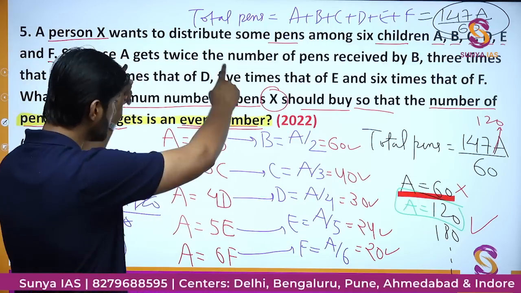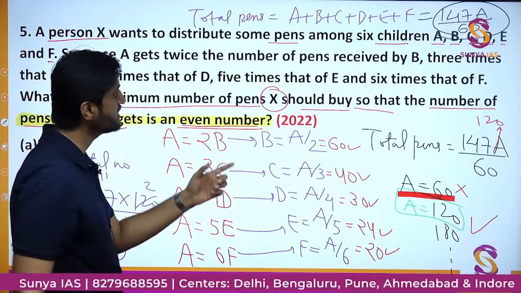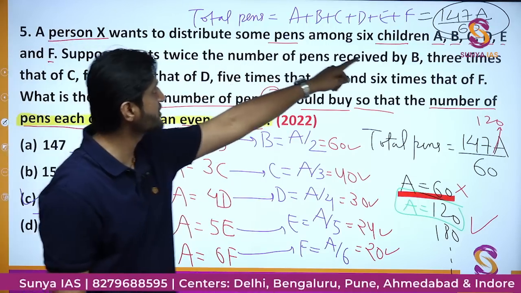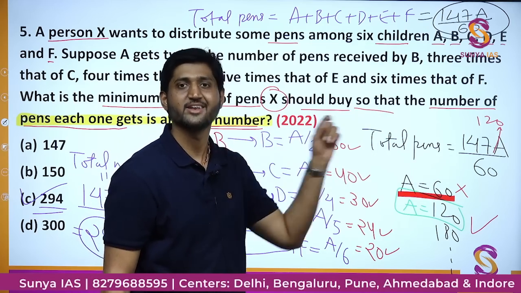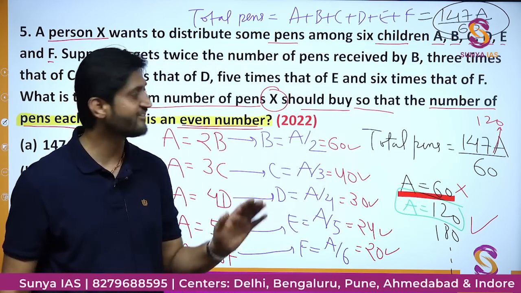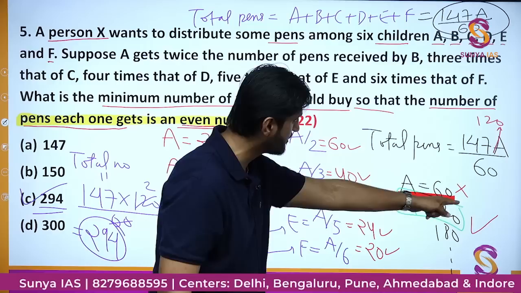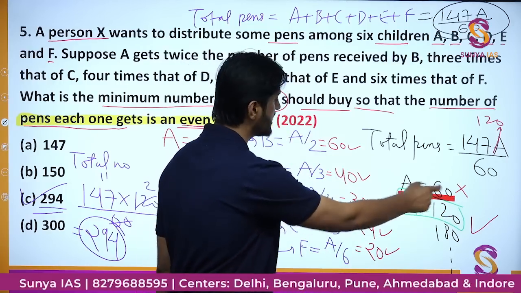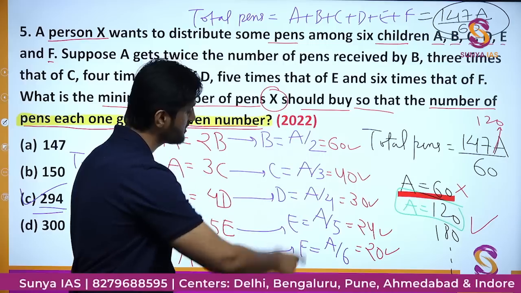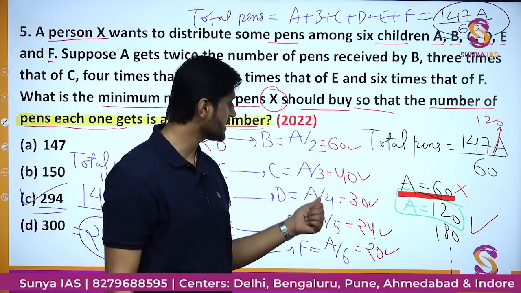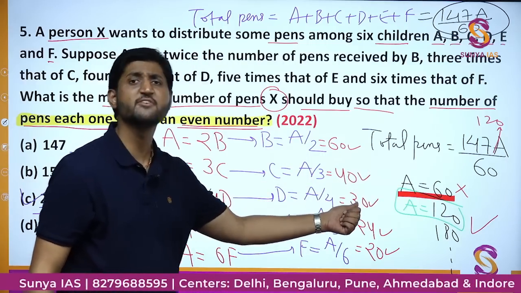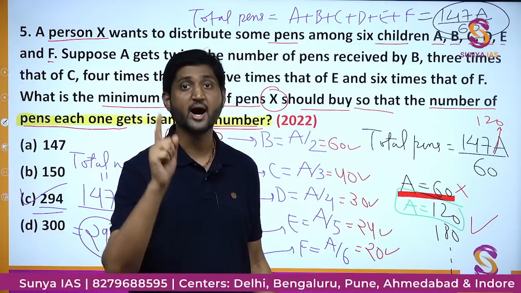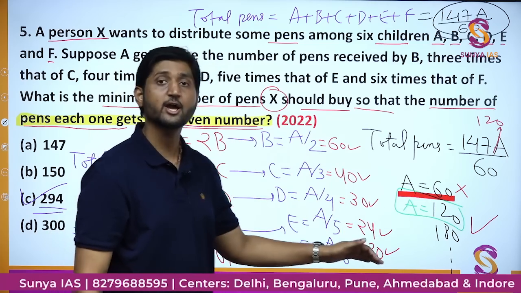So I have written down first all the equations, then I found out the total number of pens. It is coming out to be a fraction. Now the number of pens could never be a fraction, so A should be a multiple of 60, that is 60, 120, 180 and so on. So now I put the value of A as 60 and check the number of pens each of them is getting. In that case, when A was 60, D was getting only 15 pens, which is an odd number. I want everyone to be getting an even number of pens.